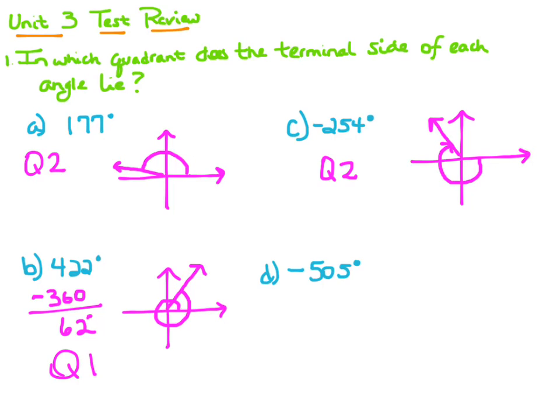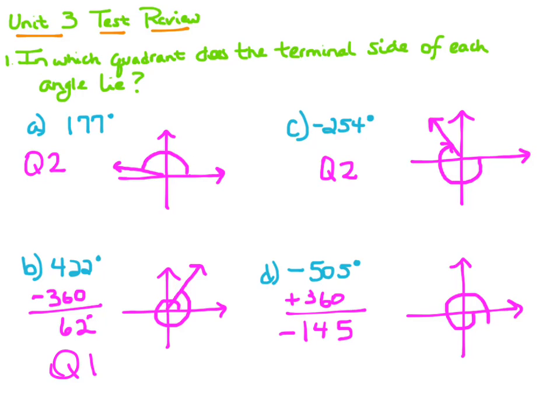And finally, negative 505. Now I notice that this angle is bigger than negative 360. So I'm going to add 360 to it, and I'm going to get negative 145 degrees. And so that means when I go to draw this angle, starting at the positive x-axis, we're going to go all the way around. That's negative 360, and then it's bigger than negative 90 but smaller than negative 180. So we're going to end right here in quadrant 3.